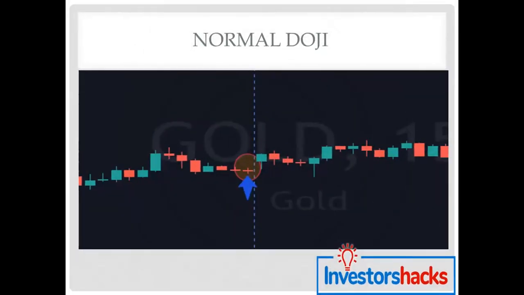So this is a normal doji. You can see where I have circled it, and I have the arrow showing that this is a normal doji. Okay, it has a plus sign. The opening and the closing price are the same, which is why we have this vertical line, and then we have the upper shadow and the lower shadow, which are also the same in size.